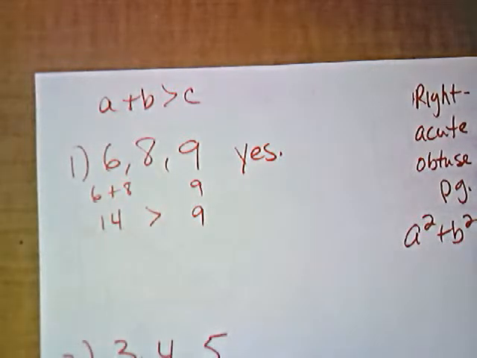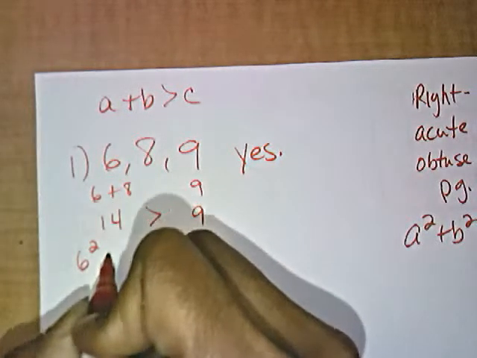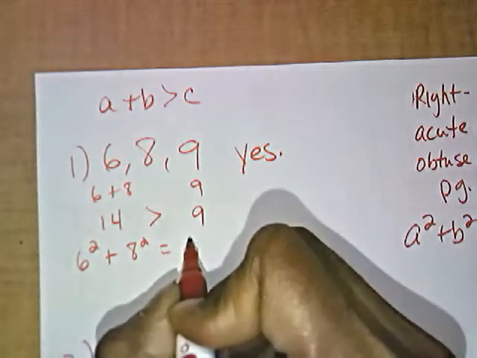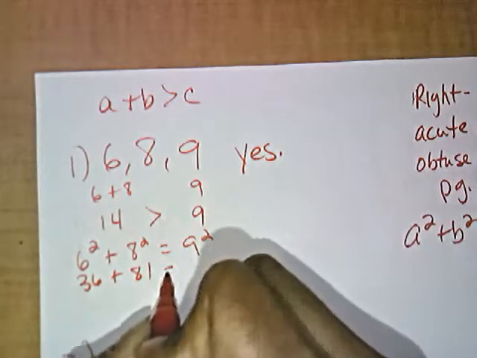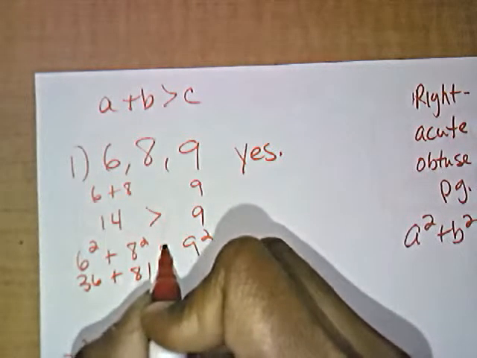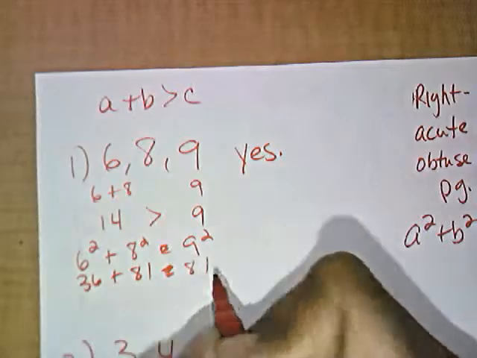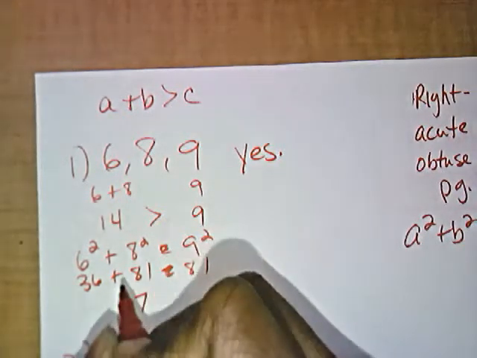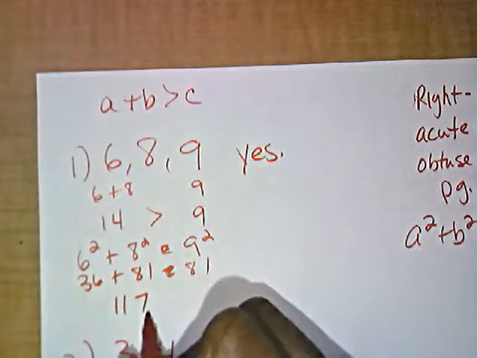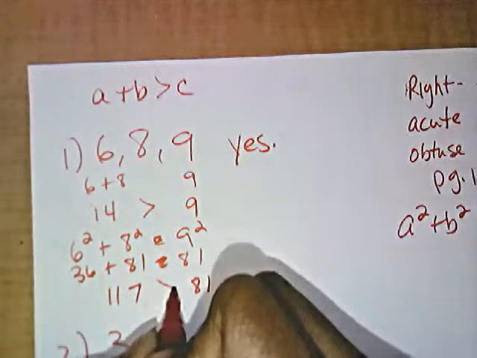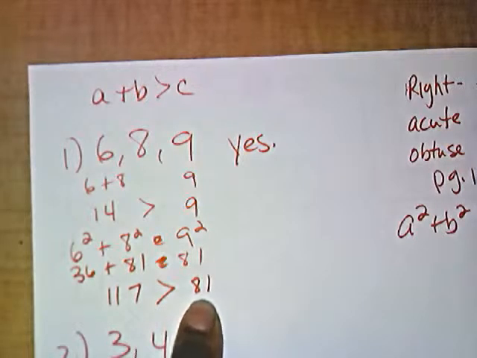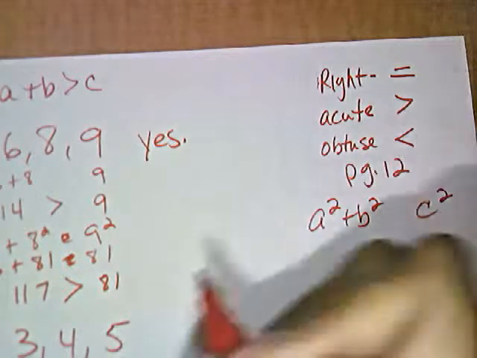Now I have to figure out what kind of a triangle. Obtuse, acute, or right. Well, 6 squared plus 8 squared compared to 9 squared. 36 plus 81, oops, not equals, I'm not ready for equals yet. That's going to be 117, and 81 are my two numbers that I'm comparing. 117 is greater than 81, so this is going to be an acute.